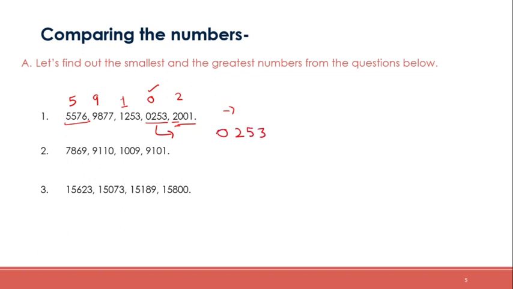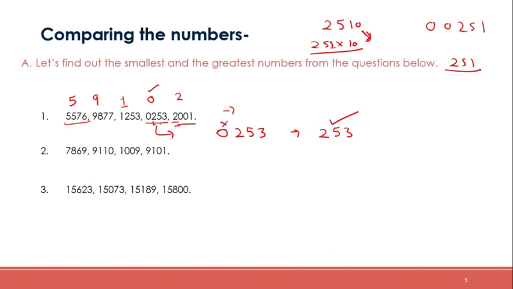0253 is written, that means it is 253 only, because 0 at this place does not hold any value. If we write 00251, that means we are writing 251 only. But if we write 2510, then it has a value. Then it is like 251 into 10. We have a 0 extra here, right? So we can say that this number will be the smallest, because this is just a 3-digit number and all these are 4-digit numbers. And which will be the greatest number?